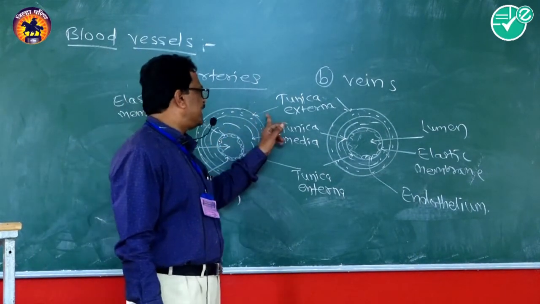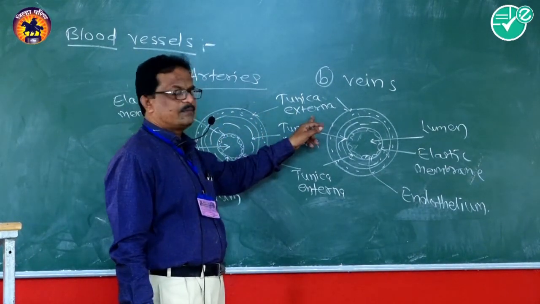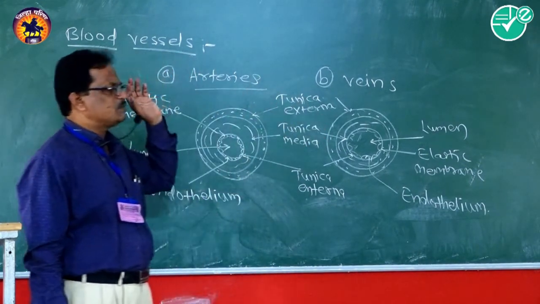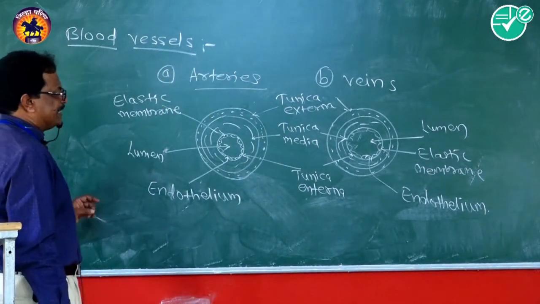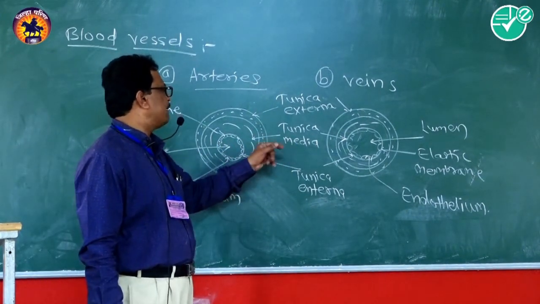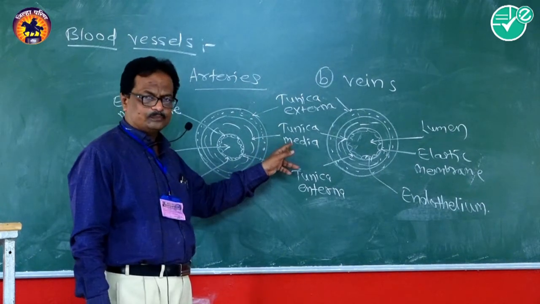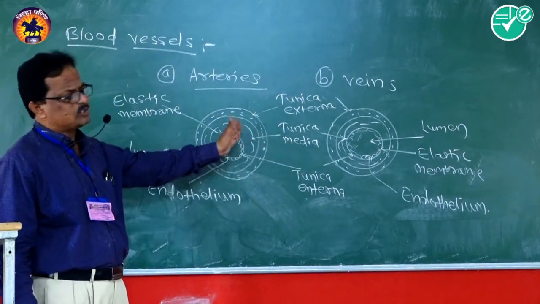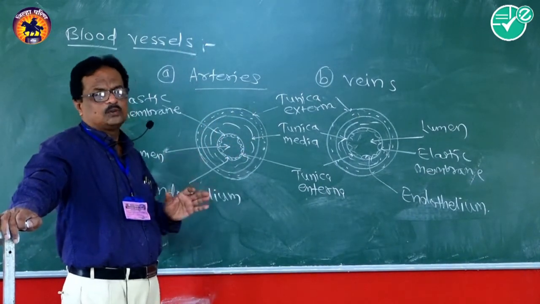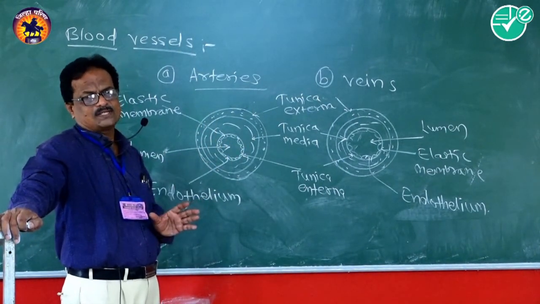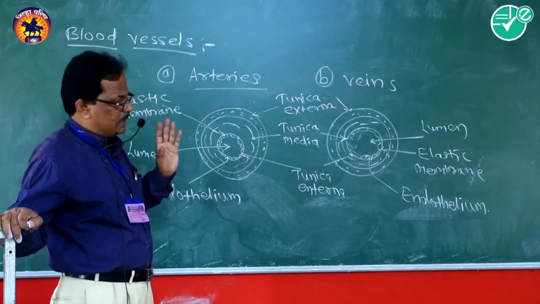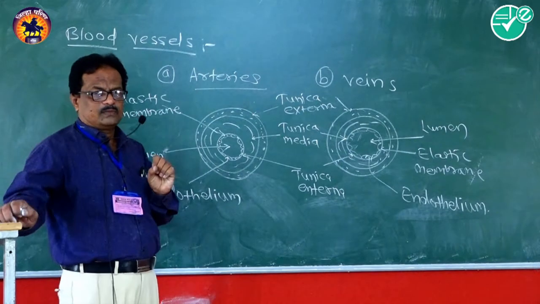Tunica externa is the tough, elastic structure, which is made up of connective tissue layers. The middle layer, tunica media, which is also present in the histological structure of both blood vessels, is made up of smooth muscles, that is involuntary muscles, and the tunica interna is the innermost layer.